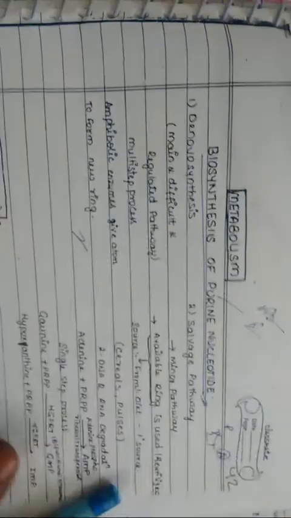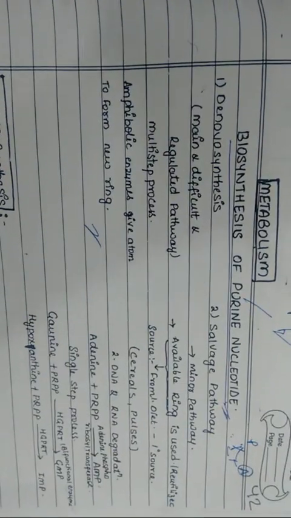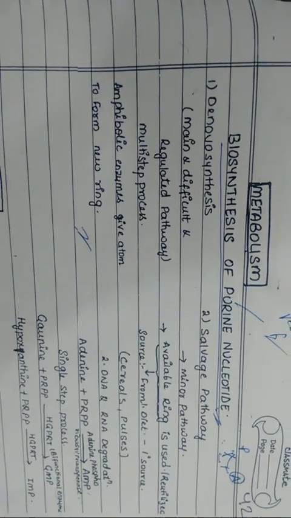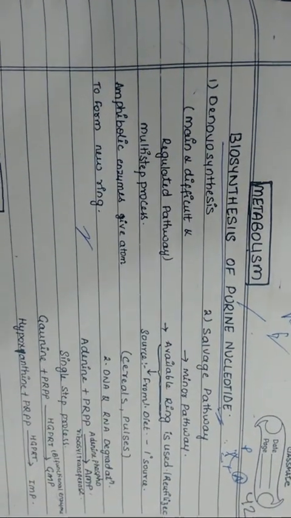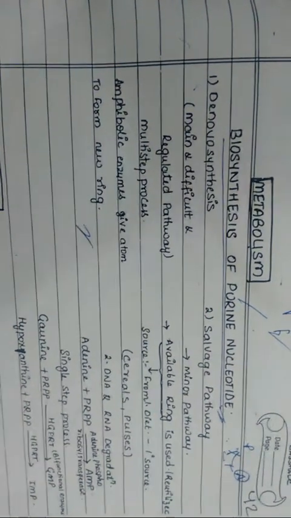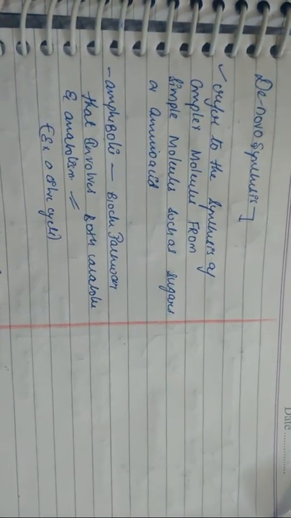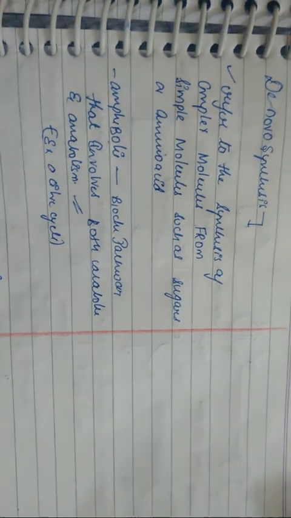The first thing written in our notes is biosynthesis of purine nucleotide. The first is de novo synthesis. Before entering the concepts of this, without knowing the word de novo synthesis, it's a waste of understanding. So first, let us understand the meaning of de novo synthesis. What is de novo synthesis? De novo synthesis refers to synthesis of complex compounds from simple molecules such as sugar or amino acids.